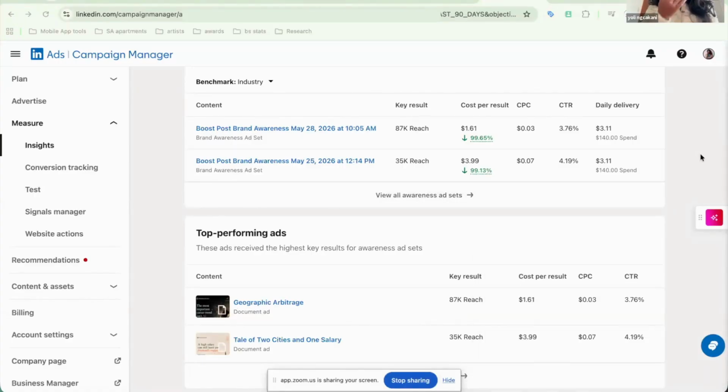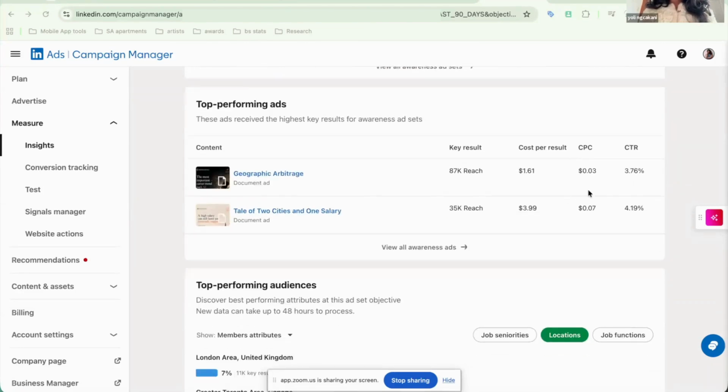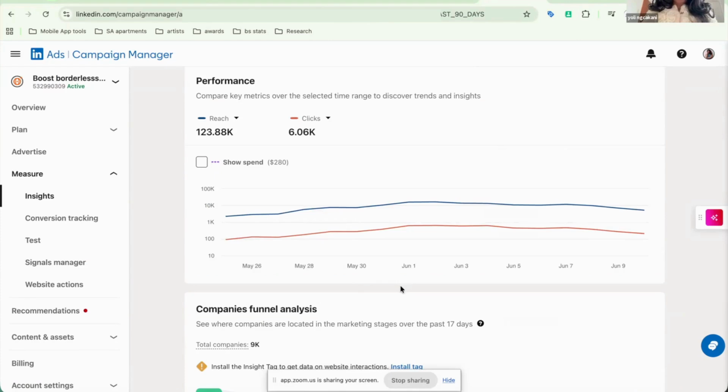Essentially, these were boosted posts, from a company channel and from my personal channel, and I spent about $140, and the average CPC was about 4 cents, which was very interesting. You can see the reach numbers here for two of the posts, the cost per result and the average cost per click. In total, I spent about $280 and got about 6,000 clicks.